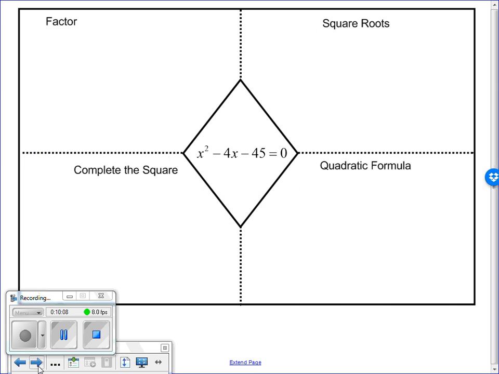Okay, try the next page. X squared minus 4x minus 45 equals 0. All right, so can it factor? How do I check it? Discriminant, right?